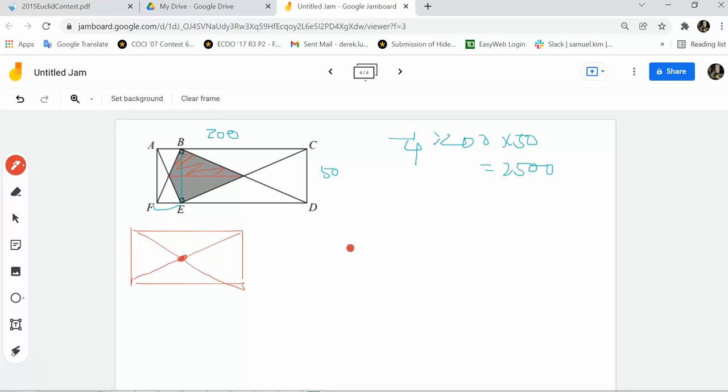If this one is the middle and this one is the middle, then this area should be 1/4 of this area, right? Should be 1/4. And this area should be half of this area, right? Should be half. Then you times this one, 2 times this one, then times the total area. So 200 times 50.